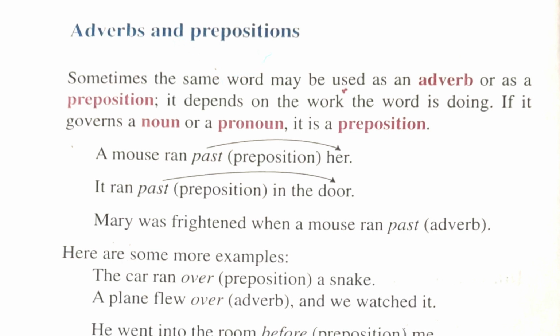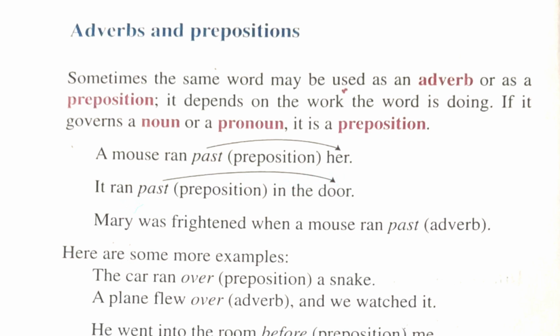Adverbs and prepositions. Sometimes the same word may be used as an adverb or as a preposition. It depends on the work the word is doing. This is a very important thing. It depends on the work the word is doing. If it governs a noun or a pronoun, it is a preposition. Like a mouse ran past her. Here past is called a preposition. Why? Because it's governing her.